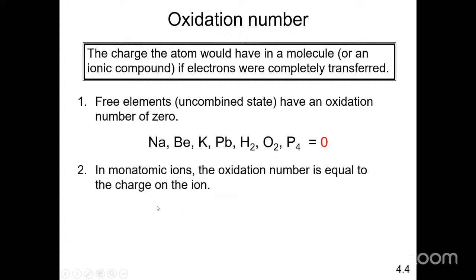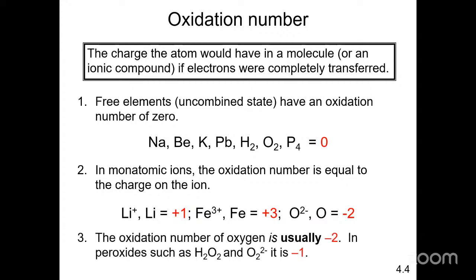In monatomic ions, the oxidation number will be equal to the charge on the ion, right? So a monatomic ion is created from one atom. Whatever the charge on the ion, that would be its oxidation number. So we have some examples here. For the lithium ion, the oxidation number is +1. For the iron 3 ion, the oxidation number is +3. And for the oxide ion, the oxidation number is -2.